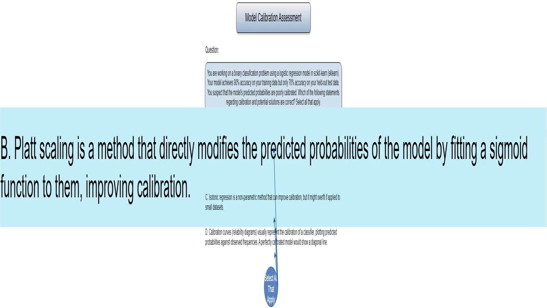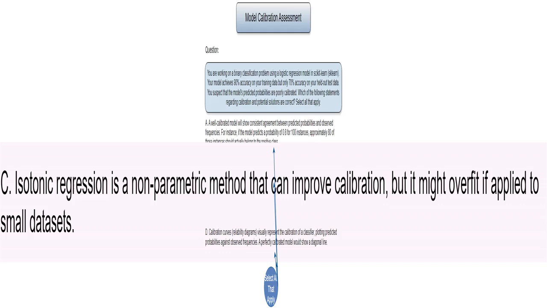I'm introducing Platt scaling, a technique that directly adjusts a model's probability predictions. It does this by fitting a sigmoid function, an S-shaped curve, to those probabilities. This helps improve calibration. I'm explaining isotonic regression, another calibration method. Non-parametric means it doesn't assume the data follows a specific distribution.